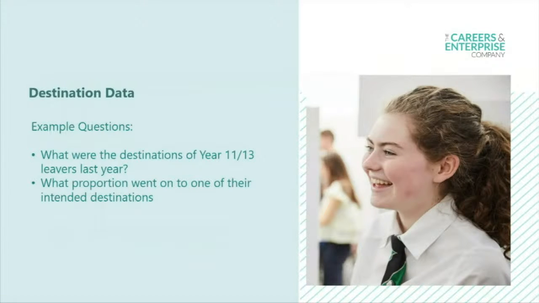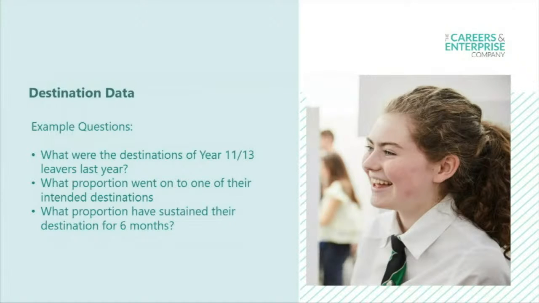Really important to think about that comparison between actual and intended. And what I don't want to do is to get distracted with the challenge of benchmark 3 at this point. This is about whatever destination data you've got to hand. So even if you haven't got that 3-year trend, even if we're just looking at November capture following a cohort leaving, what proportion went on to one of their intended destinations?